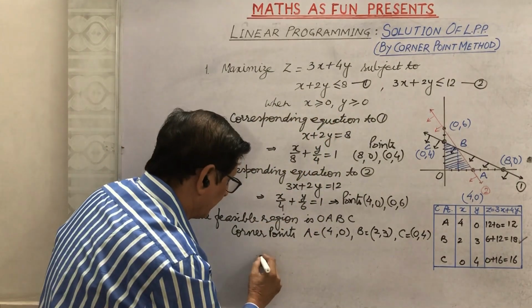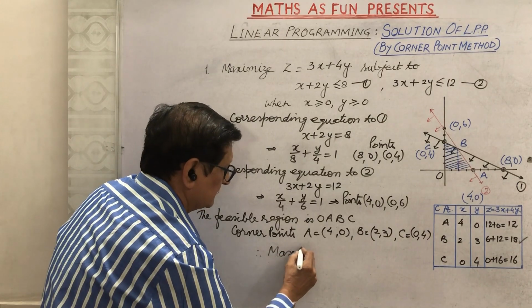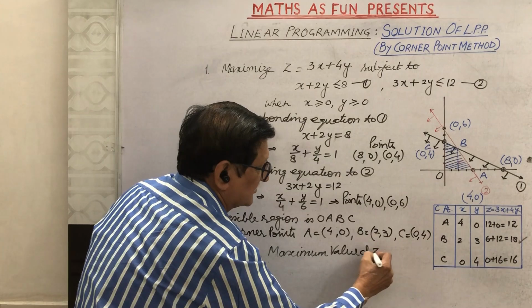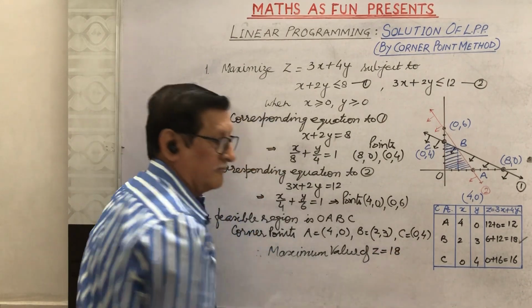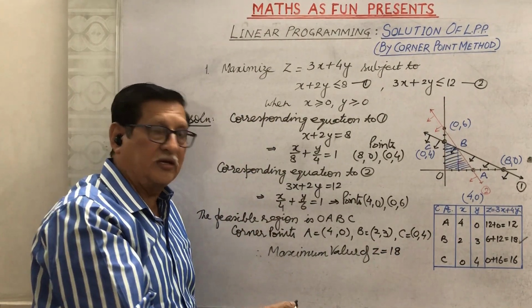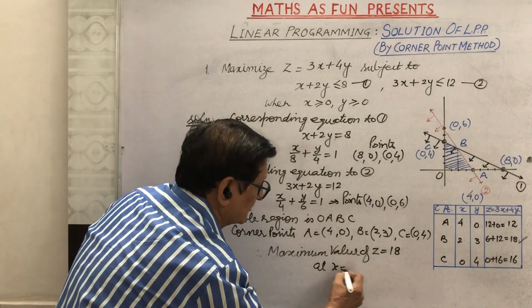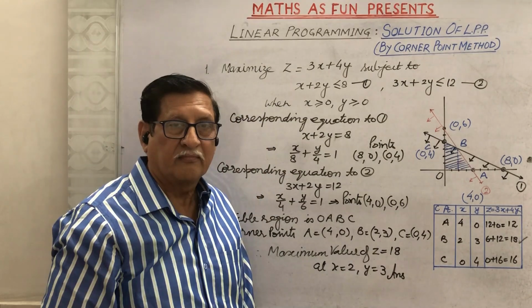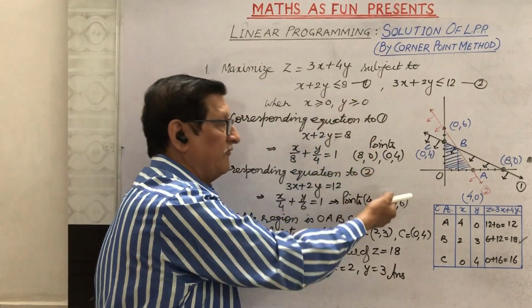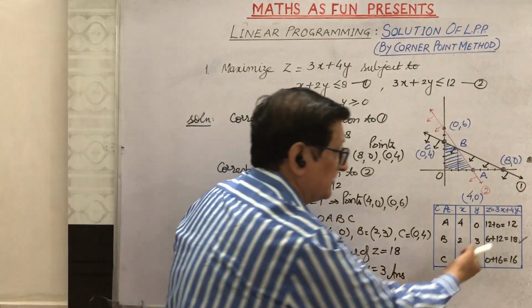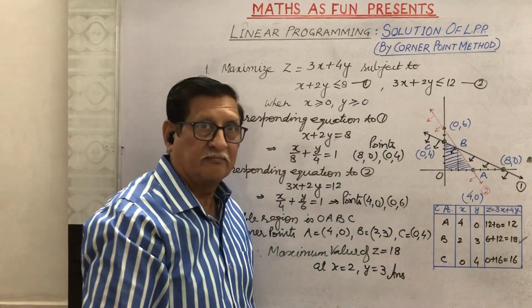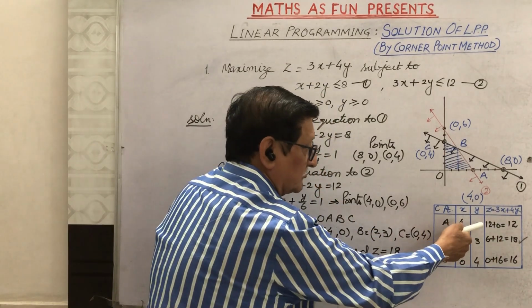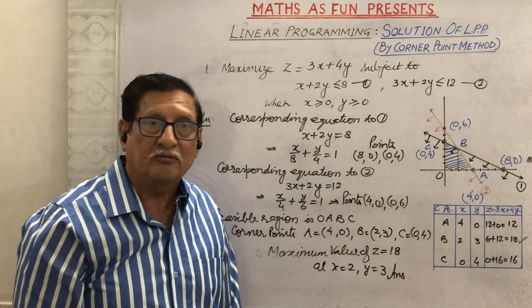So we can write therefore maximum value of z is 18. At what values of x and y? At x is equal to 2 and y is equal to 3. This is the answer. Suppose we are asked to find out the minimum value. We find here the minimum value is 12. And that minimum value of z is 12 at x equal to 4 and y equal to 0.